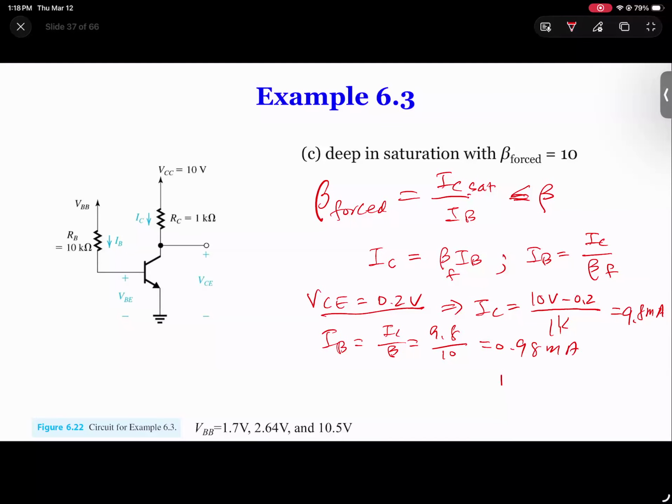We found IB. So similarly, we go on to calculate VBB, which is IB times RB plus VBE. VBE is still 0.7. So that gives you 10K times 0.98 milliamps, so 9.8, plus 0.7 gives you 10.5 volts.